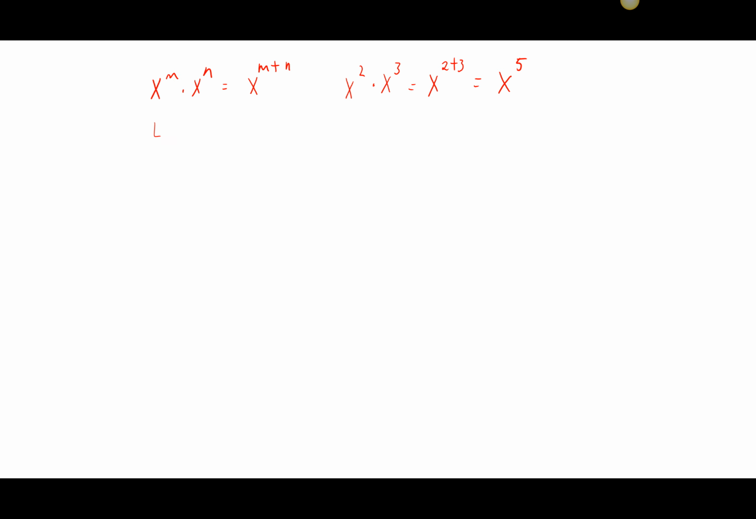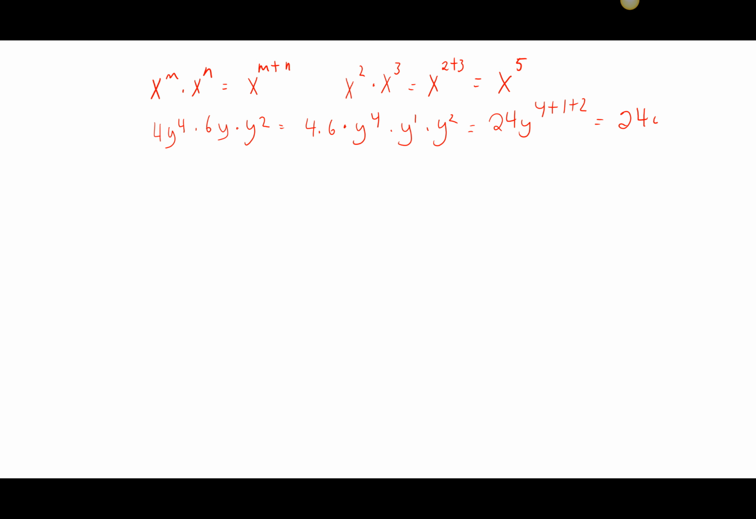Another one would be like 4y to the 4th times 6y times y squared. That's going to equal 4 times 6 times y to the 4th times y to the 1, just to show you, and y squared. Okay, so that's going to equal 24y to the 4 plus 1 plus 2.